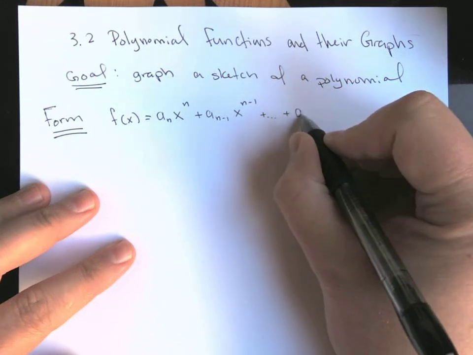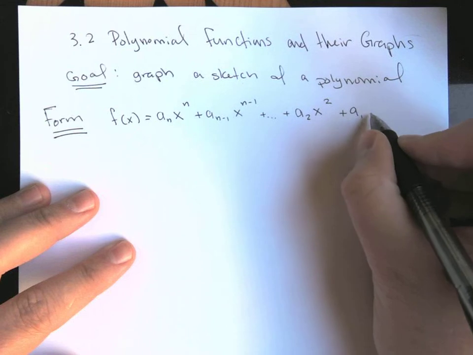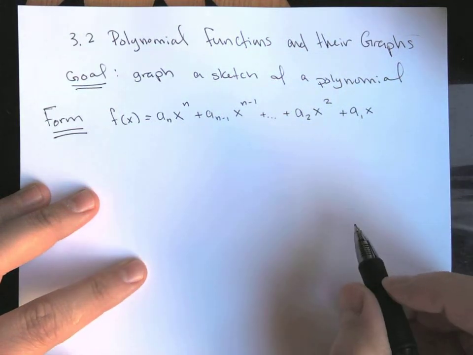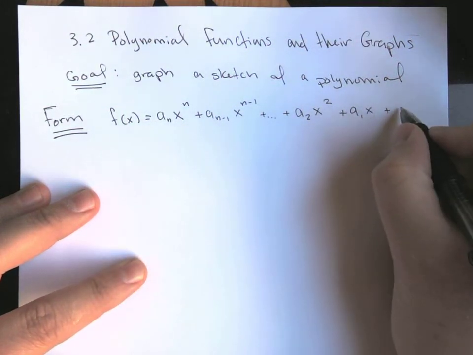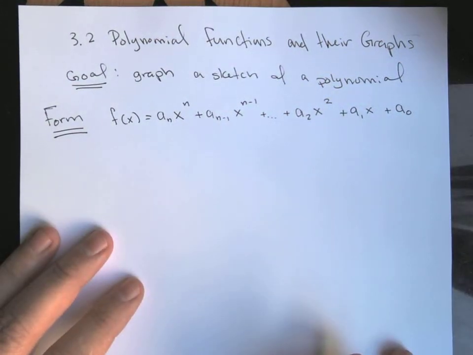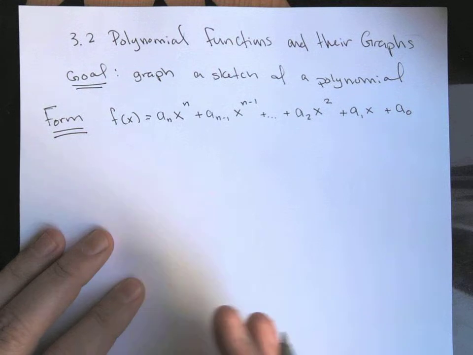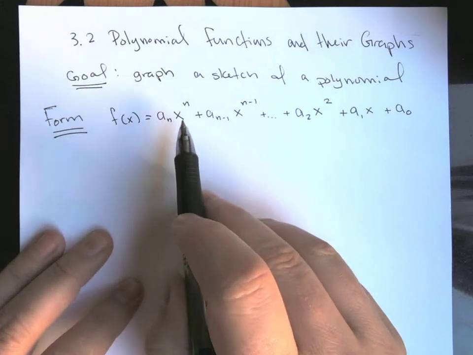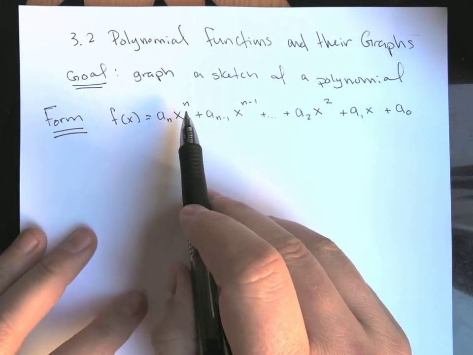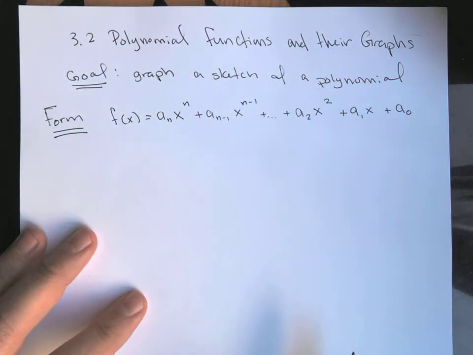Fill in the blanks, so down to a sub 2 with an x squared, a sub 1 with an x, which would in theory be x to the 1, all the way down to just a constant term on the end, which we'll call a sub 0. In theory, you could even call that times x to the 0, since anything to the 0 is just going to be 1. So you could even count the powers down all the way from whatever your n is, 6, 10, 20, all the way down to 0. We just leave off some of these powers at the end because we're not really used to writing them that way.